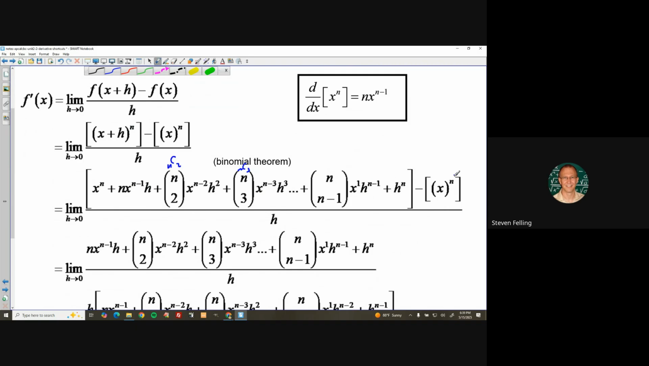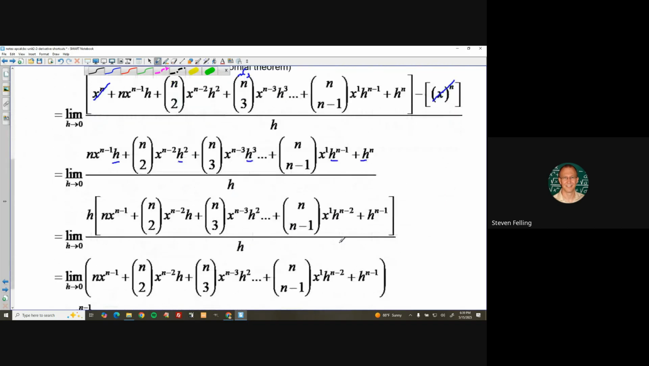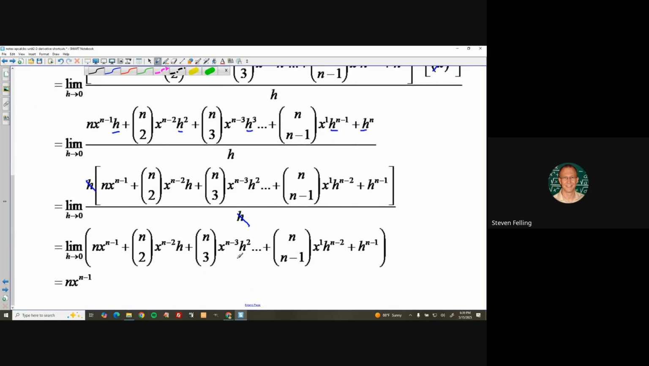And then what happens is this x to the n cancels the very first term, but that leaves a whole series of remaining terms, all of which have at least one h in them, which means you can factor out that h, and then that h can be canceled, which means now you can effectively plug the 0 in. And when you plug the 0 in for h, that makes every term which has an h go to 0. All these terms end up canceling out, and you're left with only this first term, which is n times x to the n minus 1.